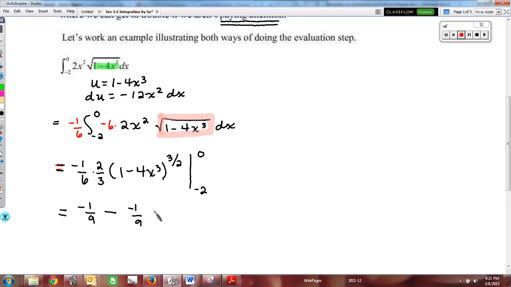33, so I now have 33 to the 3/2. And you know, this is not a nice number, but that's okay. It doesn't really matter. Our final answer is negative 1/9 plus 1/9 times 33 to the 3/2. It's not a rational number, so I'm just going to leave it in this form.